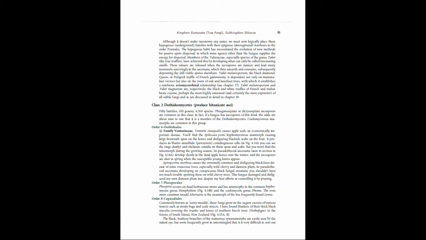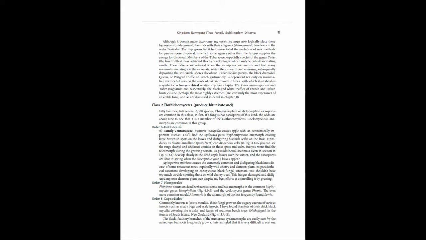Members of the Tuberaceae, especially species of the genus Tuber, the true truffles, have achieved this by developing what can only be called fascinating smells. These odors are released when the ascospores are mature and lead many mammals unerringly to the ascomata, which they unearth and consume, subsequently depositing the still viable spores elsewhere.